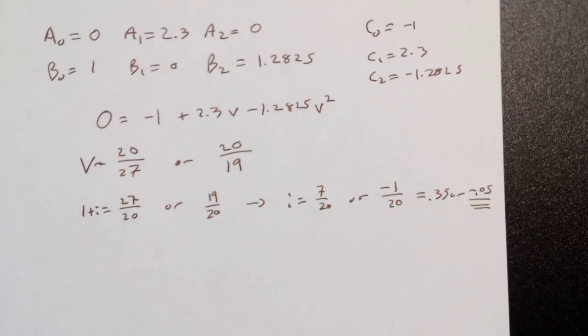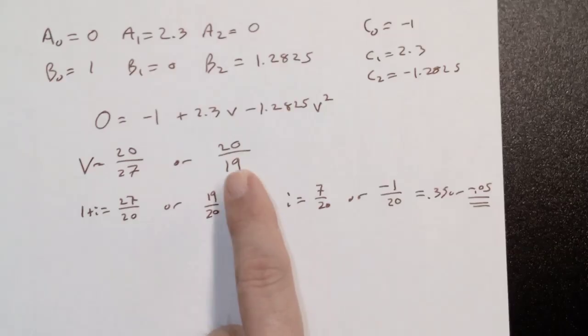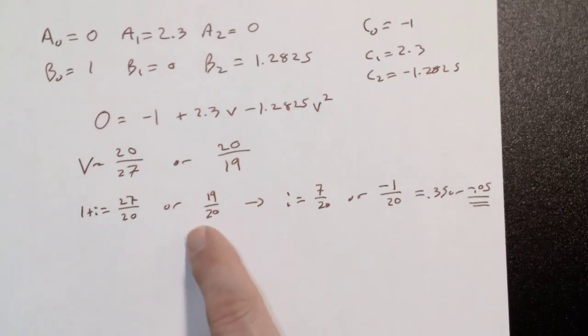One of the situations I have here gave me a negative internal rate of return. That value is bigger than 1. My discount rate, V, is bigger than 1. My interest rate is negative.